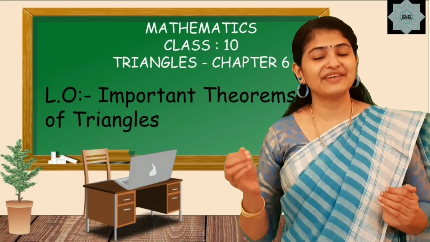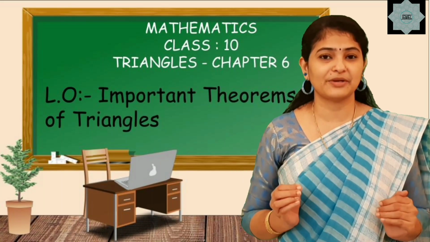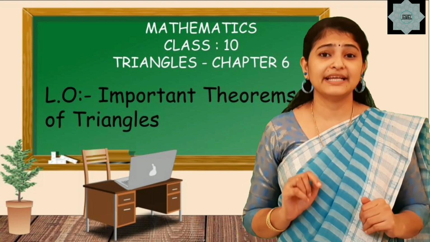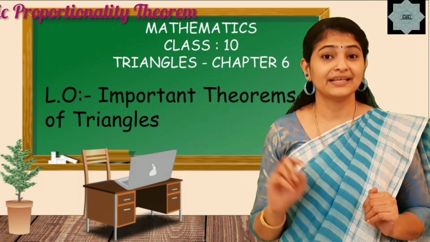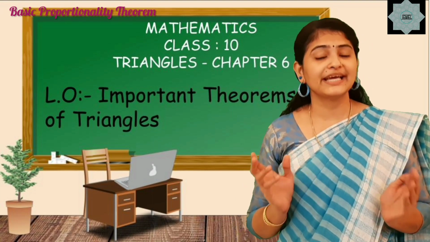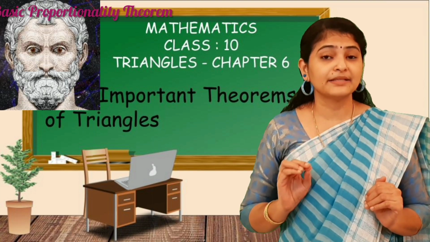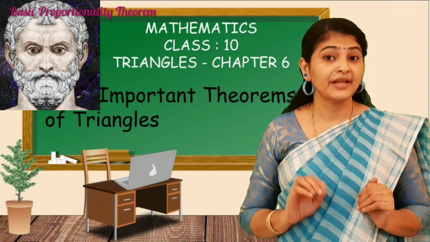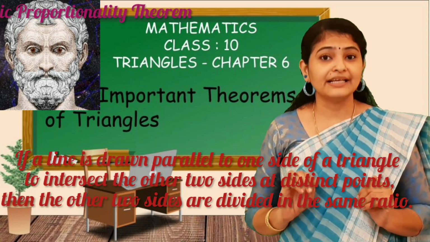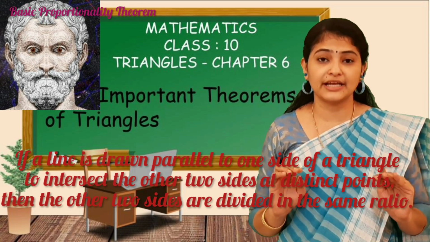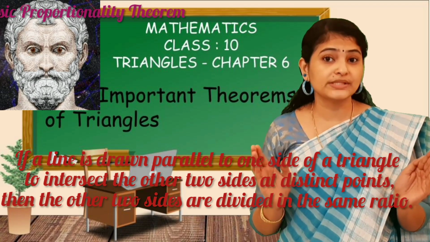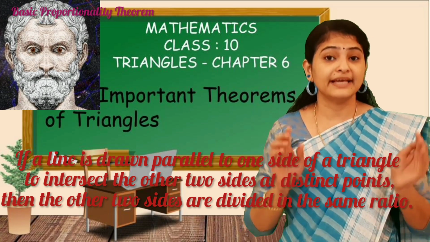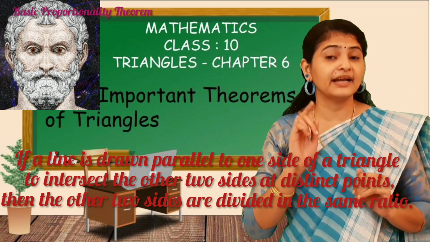Dear students, today we are discussing important theorems from triangles. First one is the Basic Proportionality Theorem, that is BPT or Thales theorem. A famous mathematician Thales has given a conclusion for the Basic Proportionality Theorem, that is, if a line is drawn parallel to one side of a triangle to intersect the other two sides at distinct points, then the other two sides are divided in the same ratio.